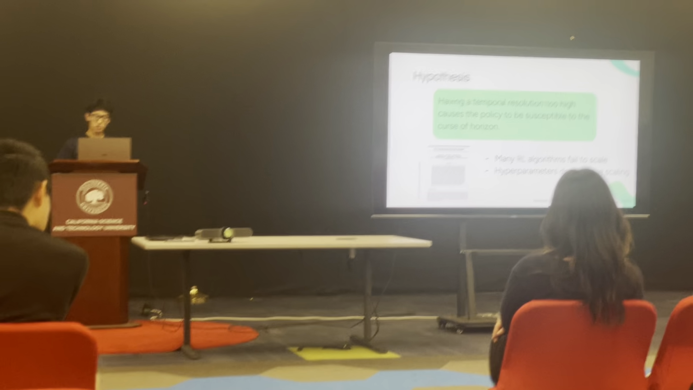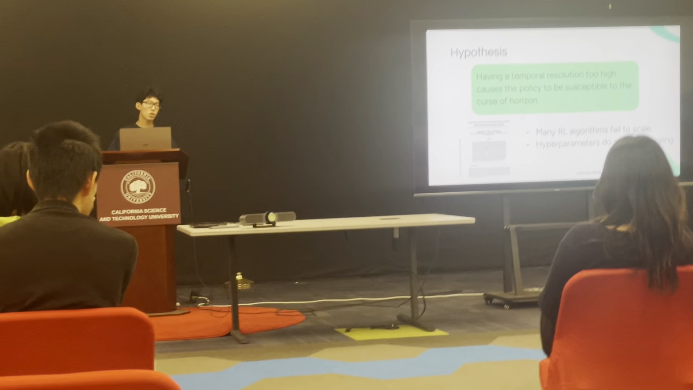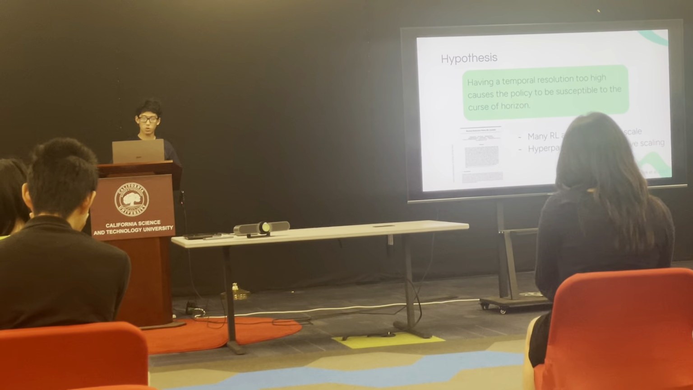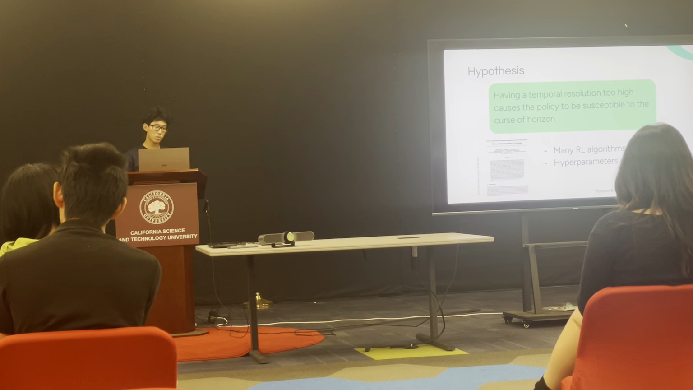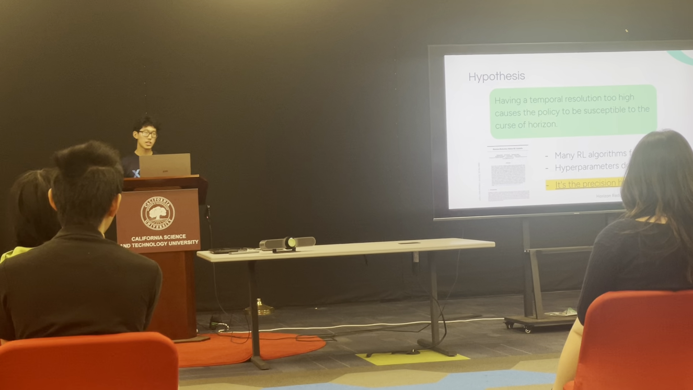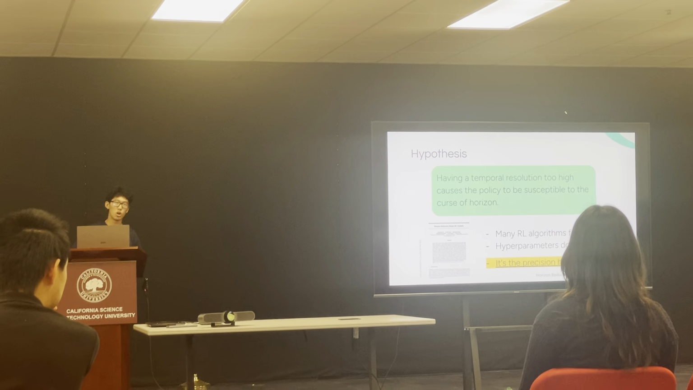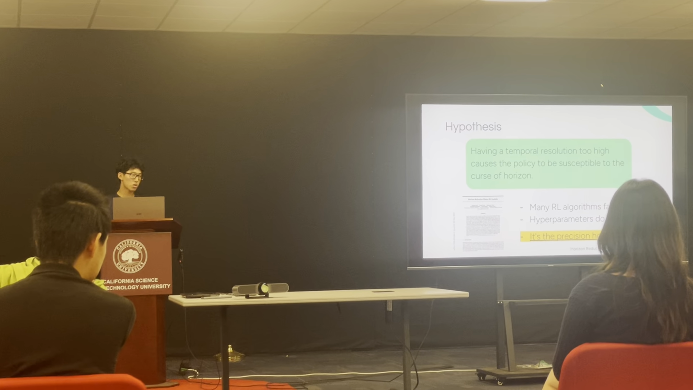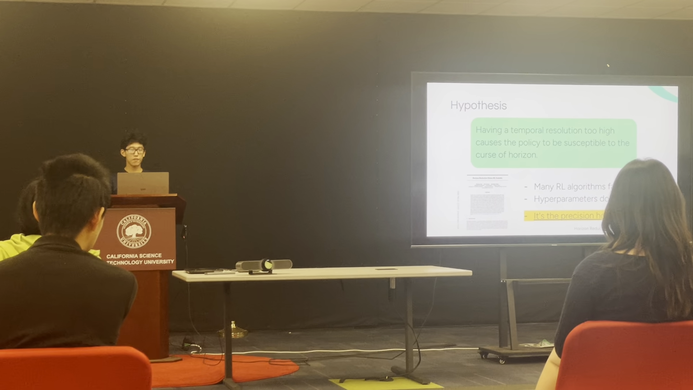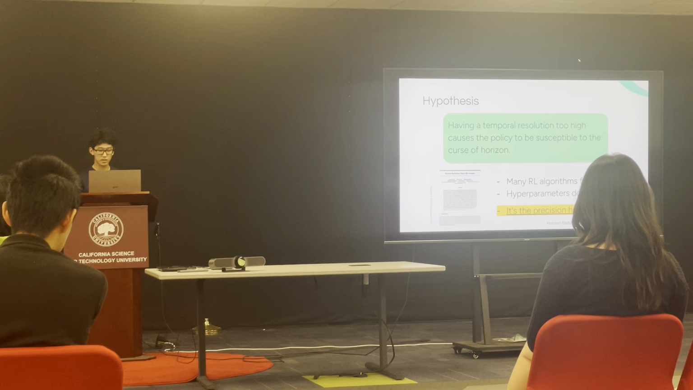And essentially what this paper is saying is that if our temporal resolution is too high, we're gonna have to take actions much more frequently. And this inflates our horizon, causing the horizon to be longer and us to be susceptible to the curse of horizon. So this creates what I call the precision horizon trade-off. On one end, if your resolution is too low, you won't have the granular control necessary for completing a task. And on the other end, if your temporal resolution is too high, you'll be susceptible to the curse of horizon.